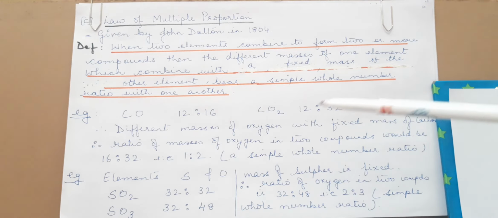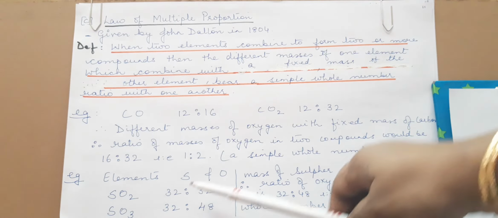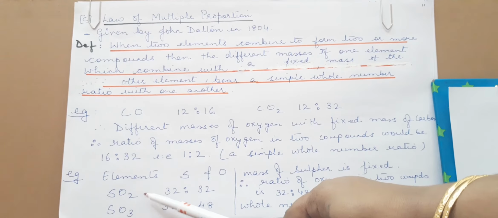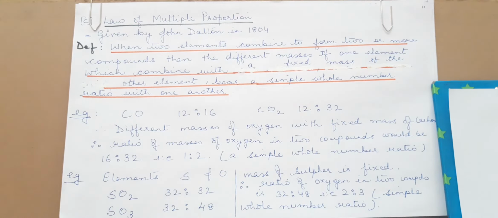Let us take another example. Sulfur and oxygen. Sulfur forms two compounds with oxygen, sulfur dioxide and sulfur trioxide. Sulfur dioxide is SO2, sulfur trioxide is SO3. In sulfur dioxide, sulfur has atomic mass 32. Oxygen will be 2 into 16, that is 32. So the ratio of the masses in sulfur dioxide is 32:32.